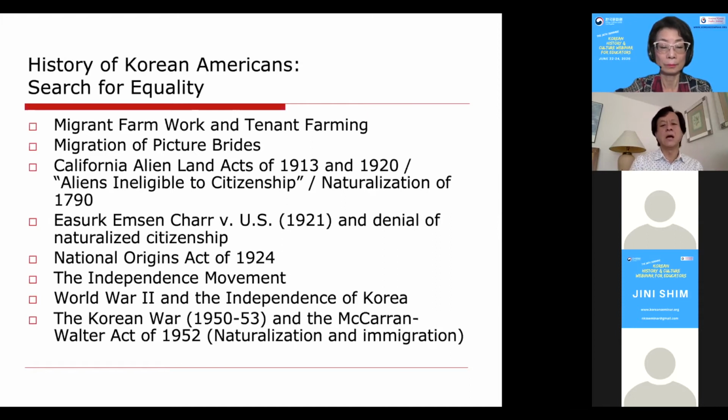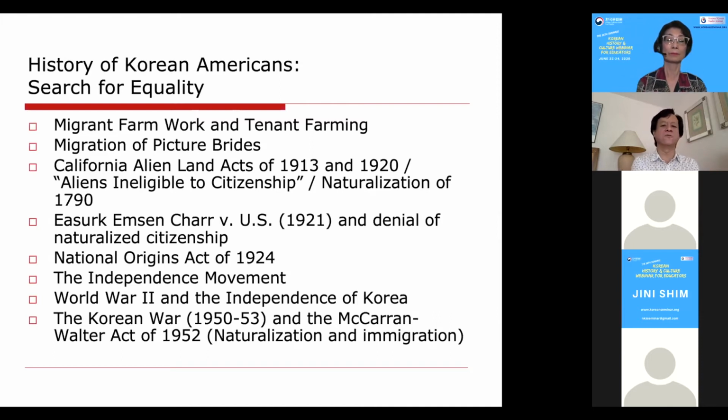Okay. Now, Koreans, along with Japanese, because of their family-based economy, were able to own land here in California, and many became independent farmers very quickly, and some of them became very successful farmers. But what this does is it causes a backlash.